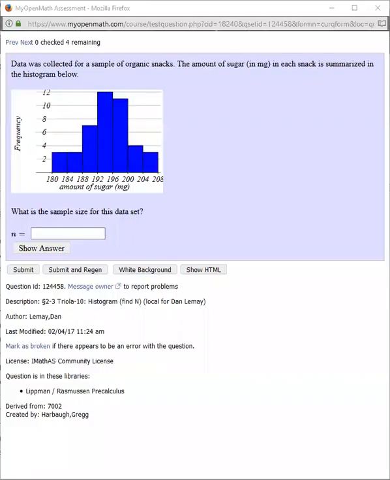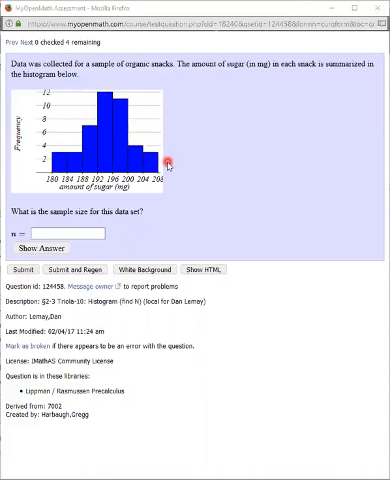Okay, for this question, what we're trying to do is find the sum of all these bars. How large is the sample size for this data set? And that's going to be the entire distribution. And since this is a frequency distribution, all you need to do is find the sum of all these heights. You get to decide on how high they are.